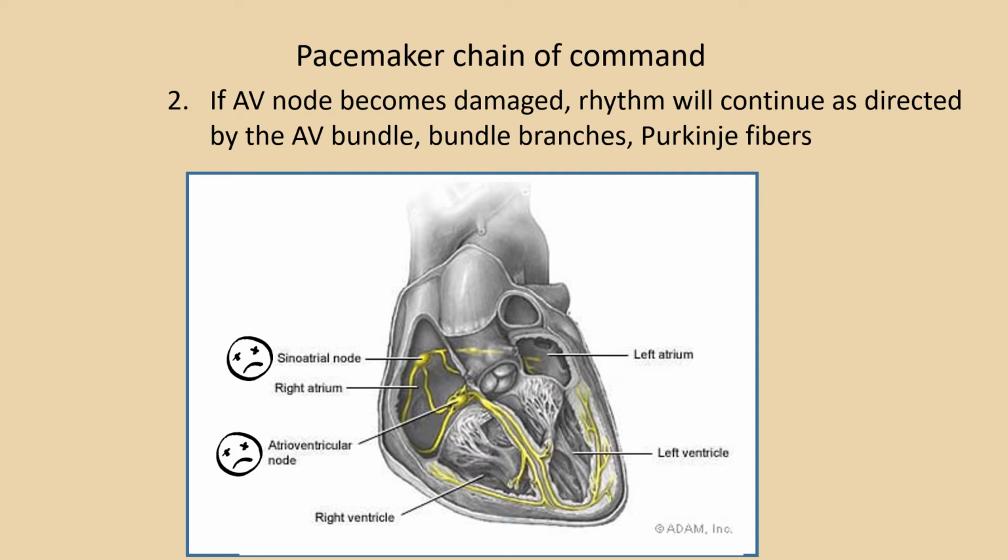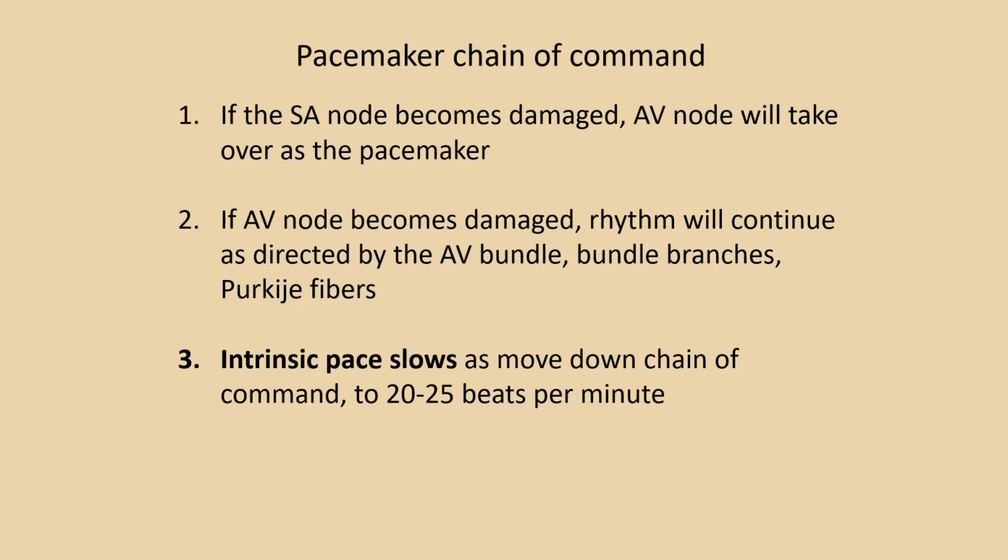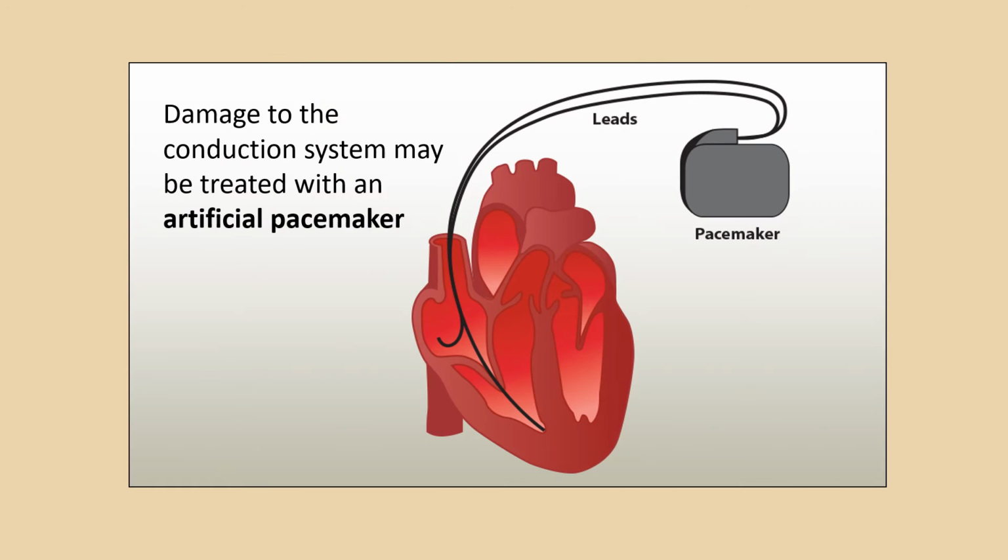Should the AV node become damaged, then the chain of command follows. The AV bundle will become the new pacemaker of the heart. And as we move further down the chain of command, we see a slower intrinsic pace, so that those Purkinje fibers have their own inherent rhythm of about 20 to 25 beats per minute. Presumably that's enough to keep somebody alive, maybe a little while, hopefully until that cardiac muscle tissue can heal, although it has a limited capacity to do that.